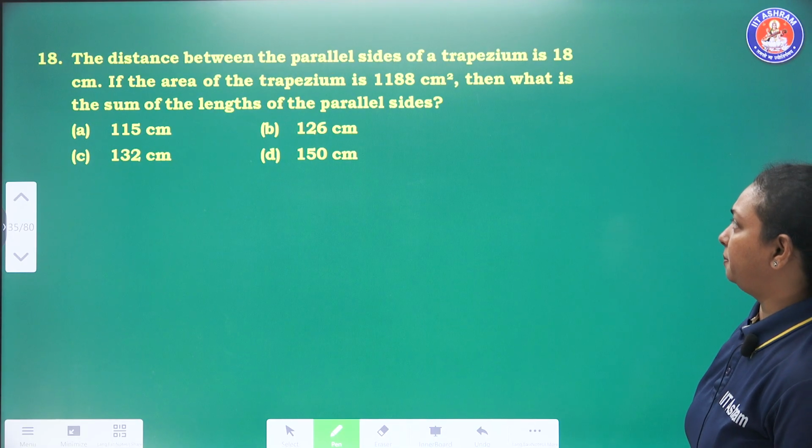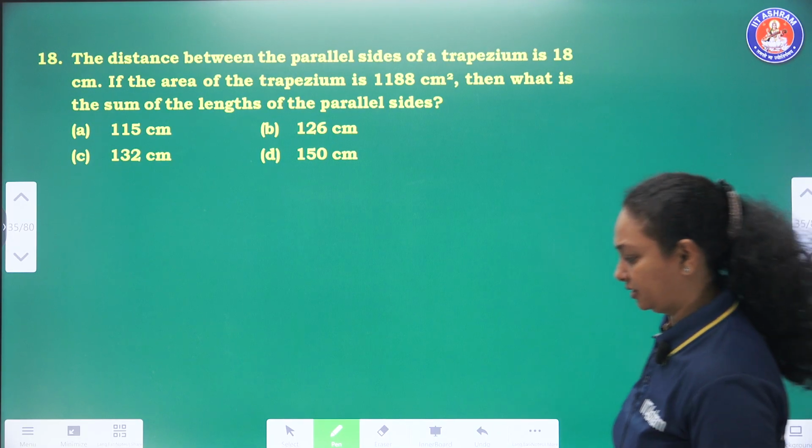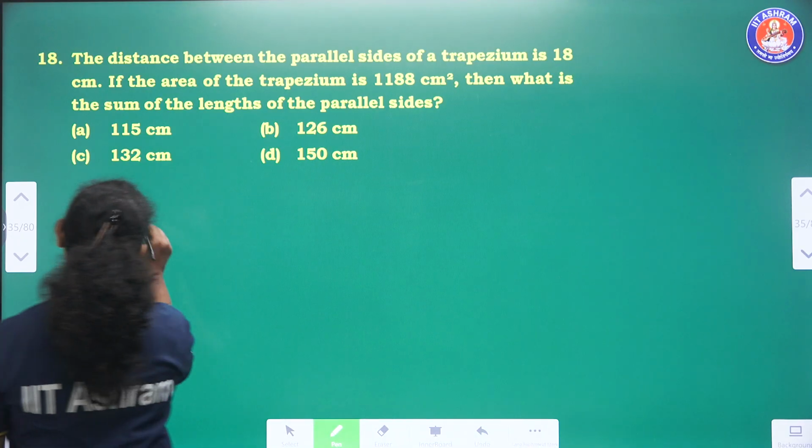The distance between the parallel sides of the trapezium is 18 centimeter. So we just draw the trapezium.